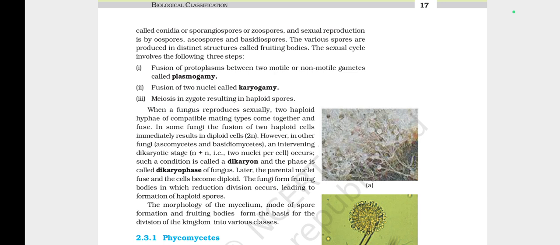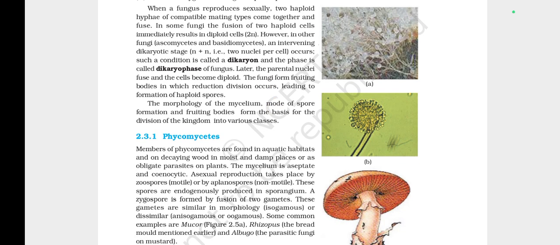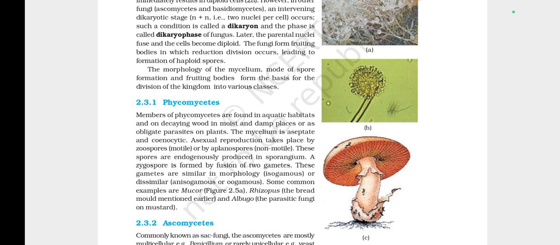However, in other fungi, Ascomycetes and Basidiomycetes, an intervening dikaryotic stage (n+n), that is, two nuclei per cell, occurs. Such a condition is called a dikaryon phase. Later the parental nuclei fuse and become diploid. The fungi form fruiting bodies in which reduction division occurs, leading to the formation of haploid spores. The morphology of the mycelium, mode of spore formation and fruiting bodies form the basis for their division into classes.